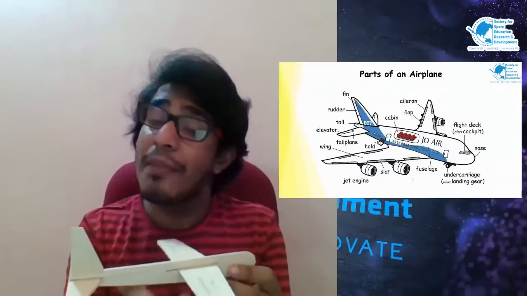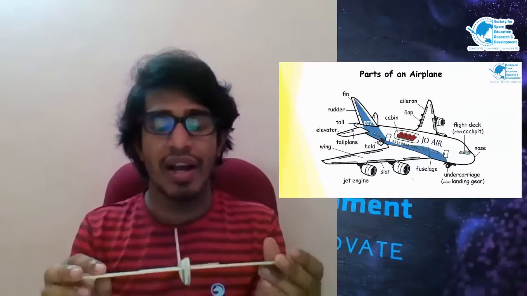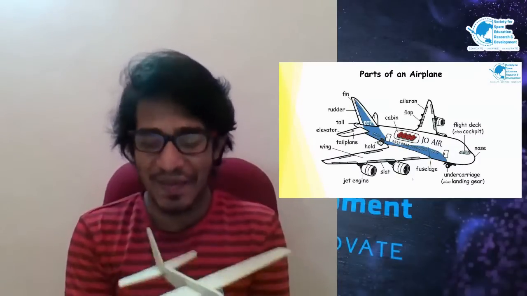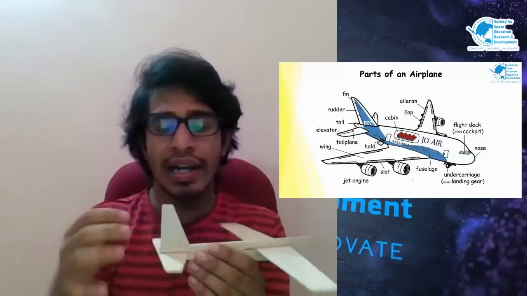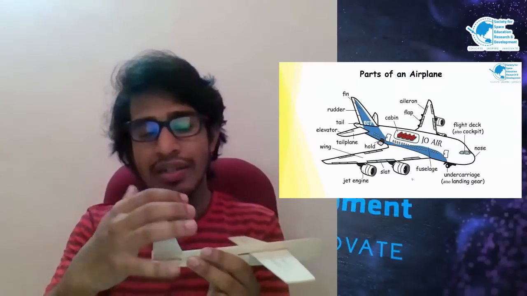Then at the back and in the middle, we have what is called the cabin. Cabin is the place where we all sit. The passengers are seated in the cabin region of the aircraft. Then we have the two wings of the aircraft. A pair of wings is what makes an aircraft the best to fly. And in the rear end of the aircraft, this region is called the tail section.